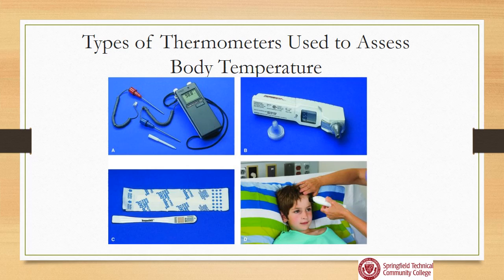The bottom left is a little plastic strip that goes over the forehead and can measure temperature. And you can see a child in the lower right having a temporal thermometer taken. This temporal probe just goes over the forehead and behind the ear and takes the patient's temperature that way. In this time of COVID, a lot of facilities are using infrared scanners where you don't have to touch your patient at all, which is good for infection control.